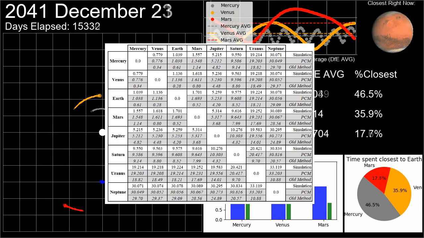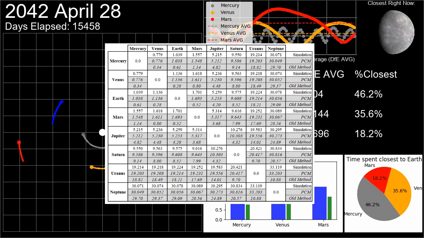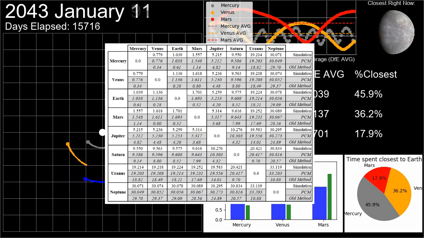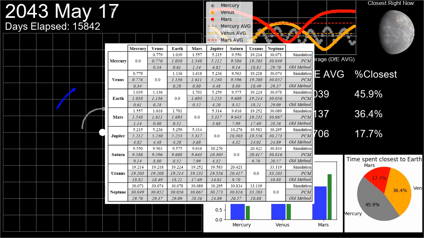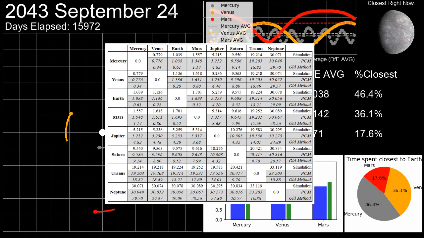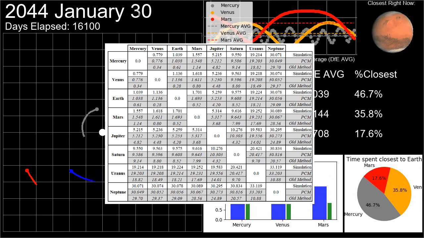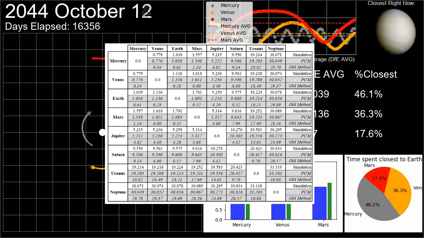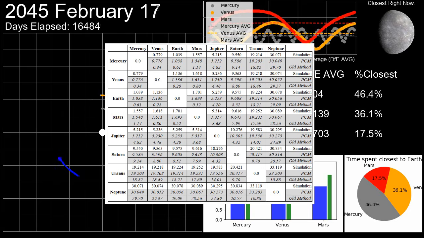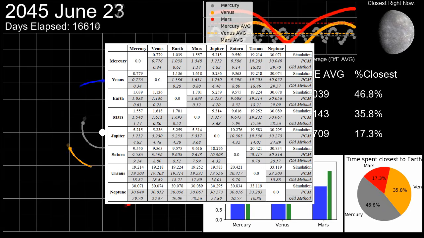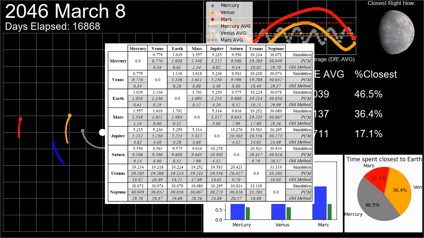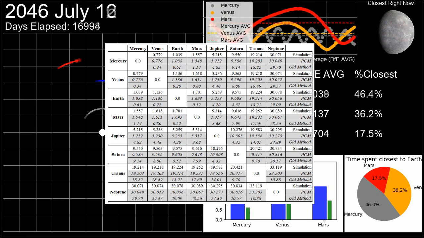You'll see that the PCM tracks much more closely with the simulation results, and in fact the simulation results only deviate from the PCM by at most 1%, while the simulation deviates from the old method by at most over 300%. So I think this makes it clear that the PCM is a much more accurate method for determining the average distance between two planets. And what is also very interesting to note is that not only is Mercury Earth's closest neighbor, it is actually the closest neighbor to every other planet in the solar system.